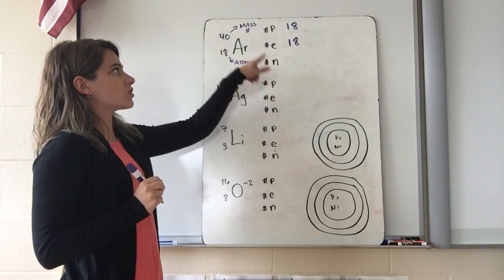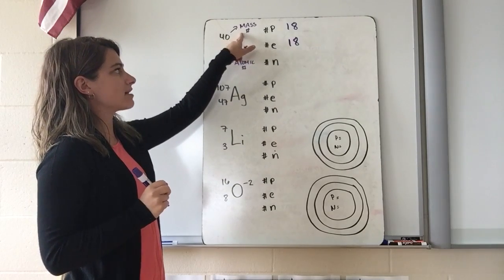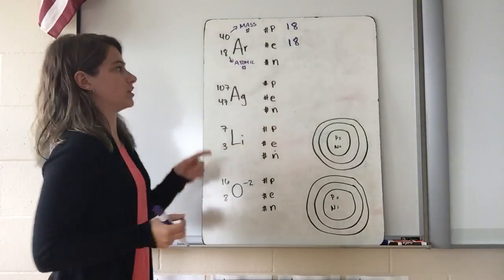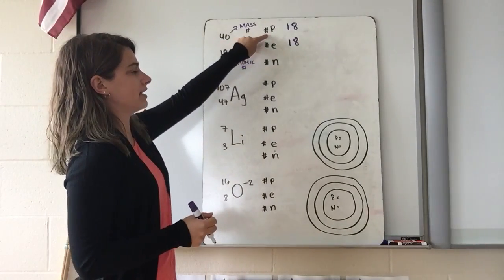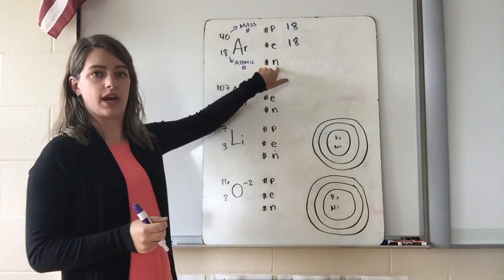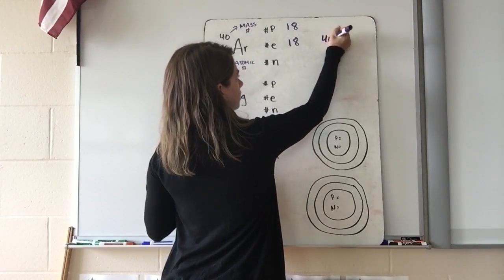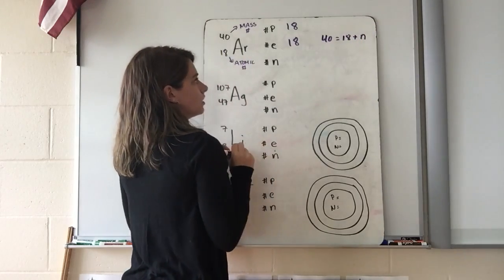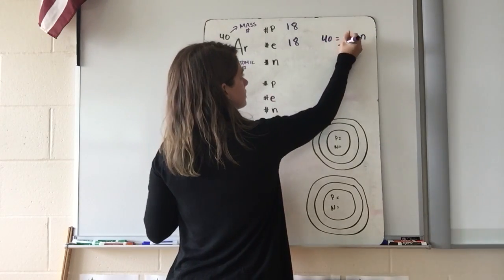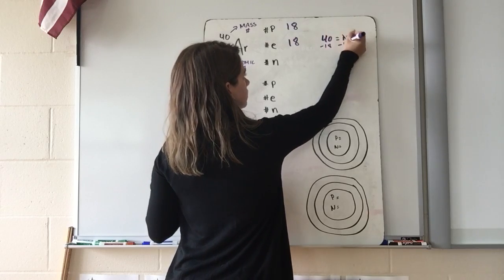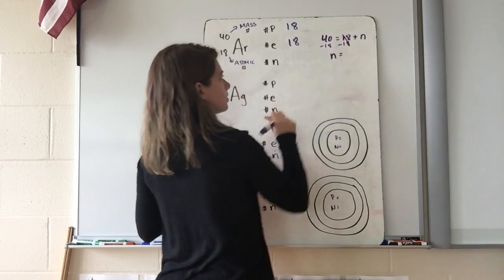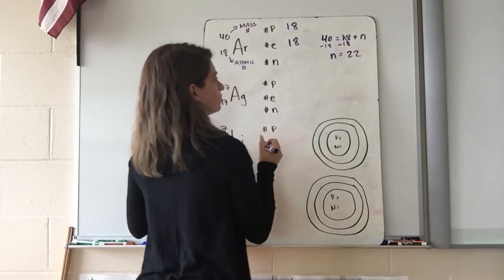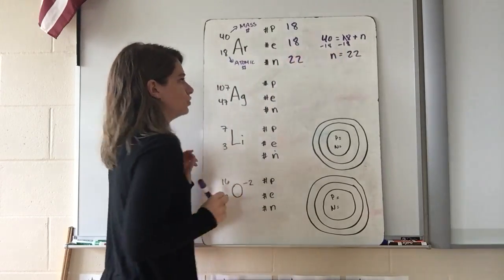And then we figure out our neutrons from our mass number. So if we remember, our mass number is our protons plus our neutrons. So we can set this up like a math equation. So 40 equals 18 plus n, whatever this is. So 40 equals our protons plus our neutrons. Okay, so now we just need to subtract. So our number of neutrons is equal to 40 minus 18, which gets me 22. So I have 22 neutrons.